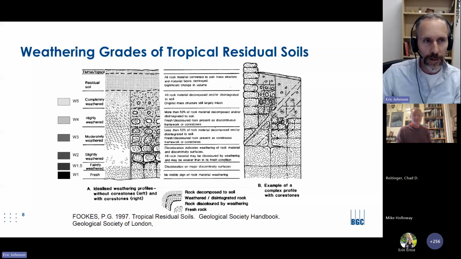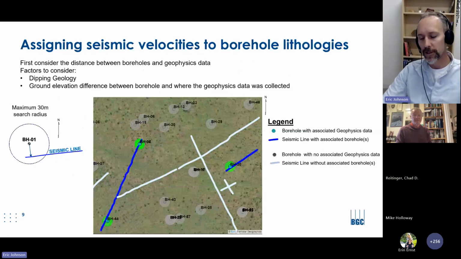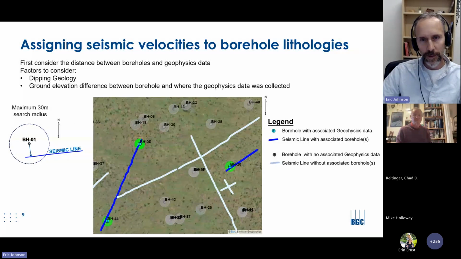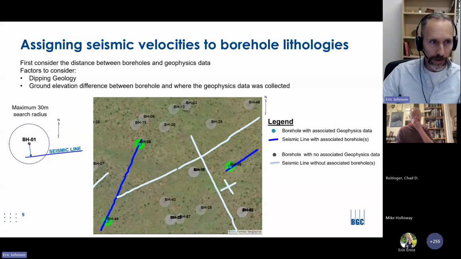So here's our sample approach. The first thing you need to decide is how far away you want to correlate boreholes. So consider dipping geology and ground elevation differences between the geophysics lines and boreholes. For this example, we went with 30 meters. An interactive map is generated so you know exactly which boreholes have been found within 30 meters of geophysics data.